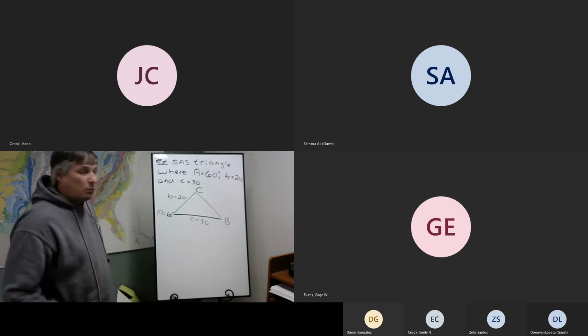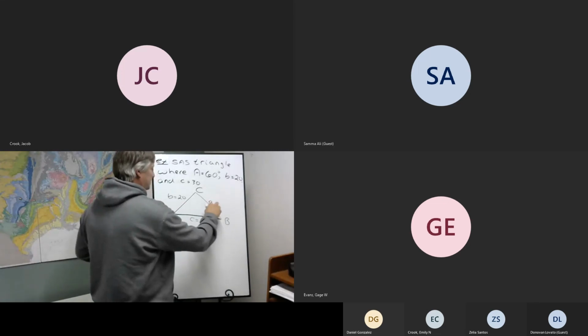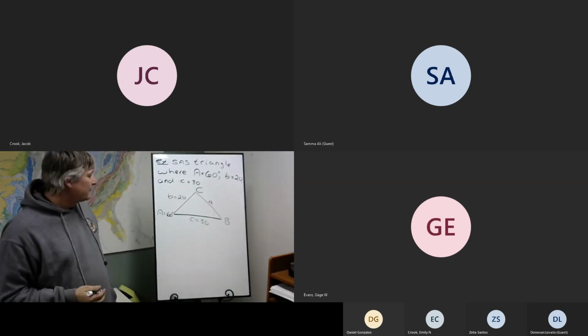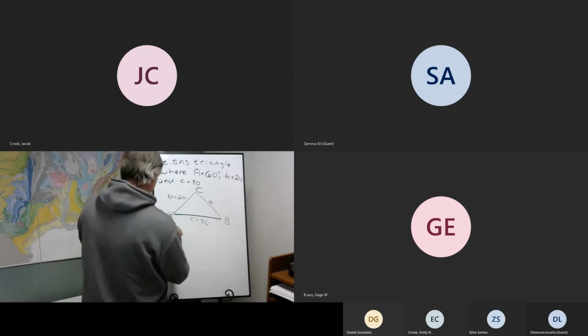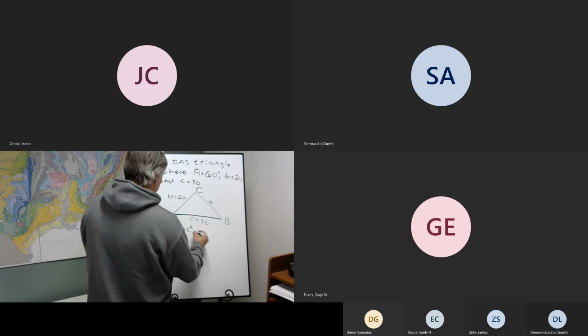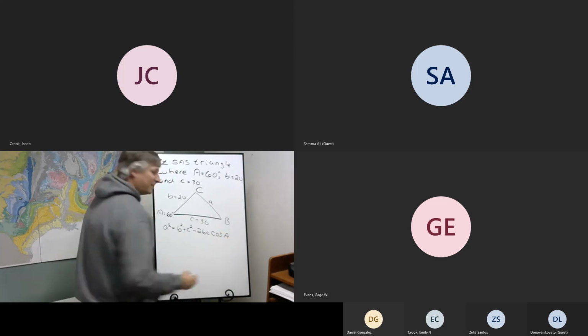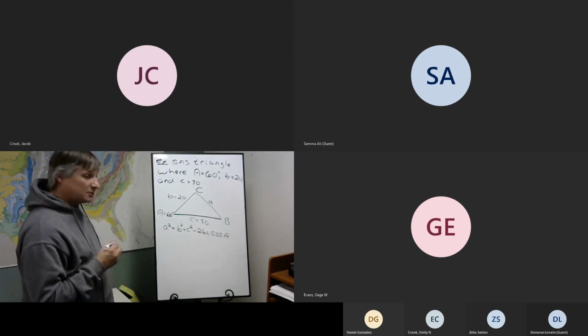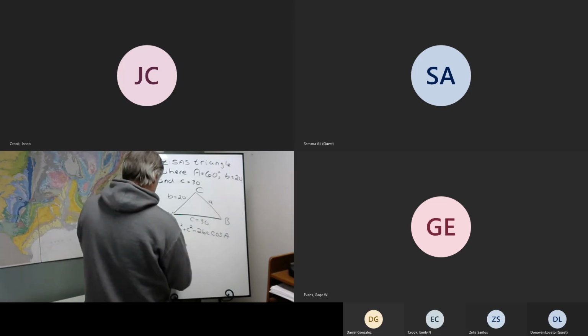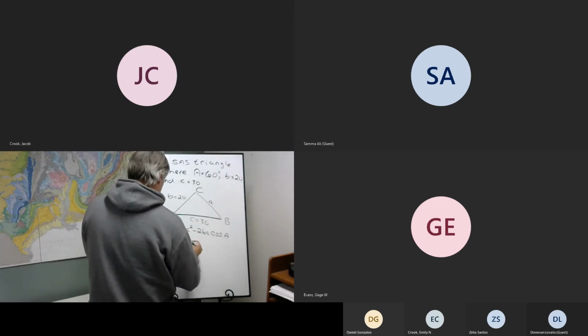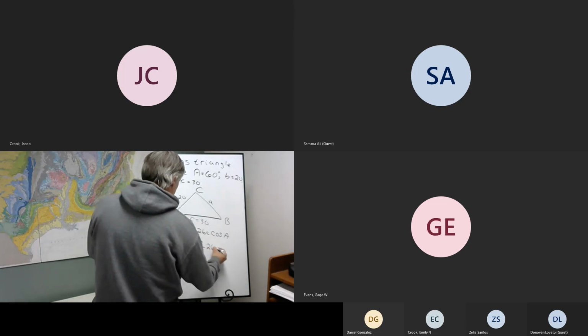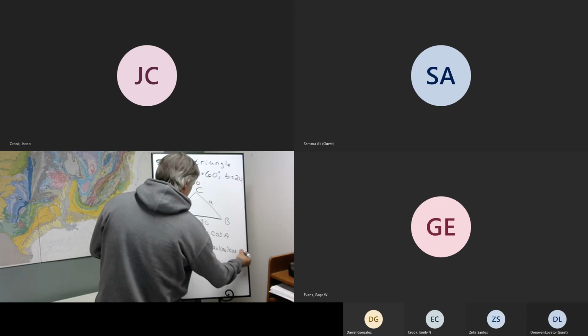So what we want to do first, step one, is solve for A. Use the law of cosines to find A. And if you recall the formula for A, it's A squared is B squared plus C squared minus 2BC cosine of angle A. So that means A squared is 20 squared plus 30 squared minus 2 times 20 times 30 times the cosine of 60 degrees.